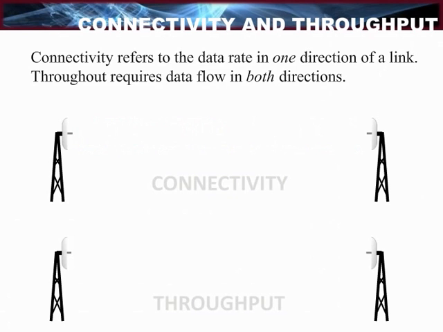It is important to distinguish between connectivity and throughput, especially when it comes to managing customers' expectations of network performance. Connectivity refers to the data rate in one direction of a link. TCP/IP throughput requires the acknowledgement packet mentioned before. This makes throughput a two-way street.